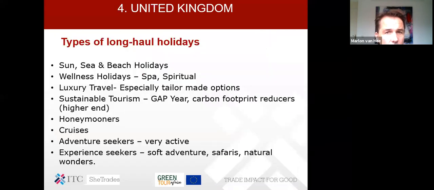So what kind of long haul holidays are popular? Sun, sea, beach, wellness, luxury, also honeymoon travel is a big market in the UK. They have a lot of bridal shows, for example. So honeymoon travel to Ghana, to Kenya, it's already there, I think. But if you are good at it, if it's one of your unique selling points, maybe product-wise, then honeymoon travel is something that you could push into the UK market.